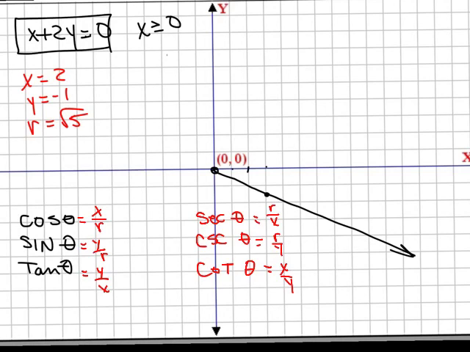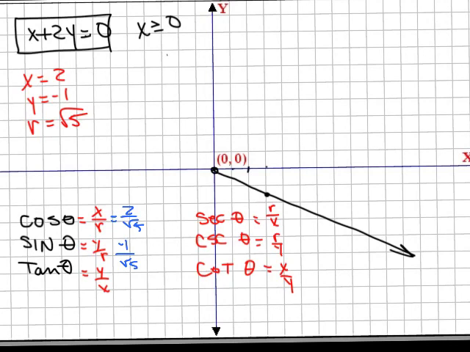So all I'm going to do is go up here and take these numbers and replace them for the x, y, and the r. And that'll give me my trig functions. So let's do this. Let's just do this in blue. Sometimes that color change helps. X over r would be 2 over square root of 5. Y over r would be negative 1 over square root of 5.